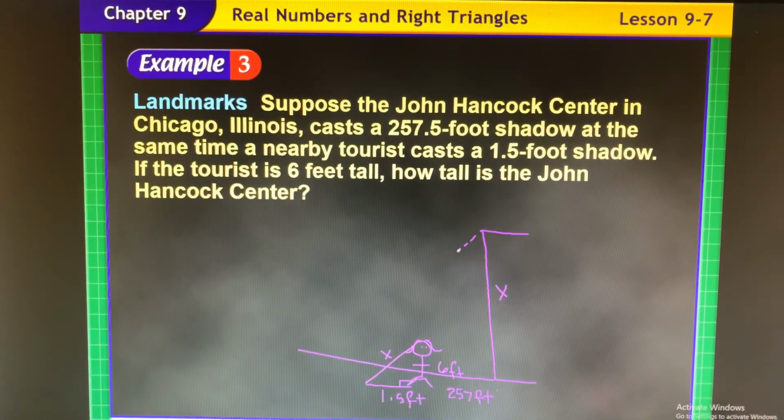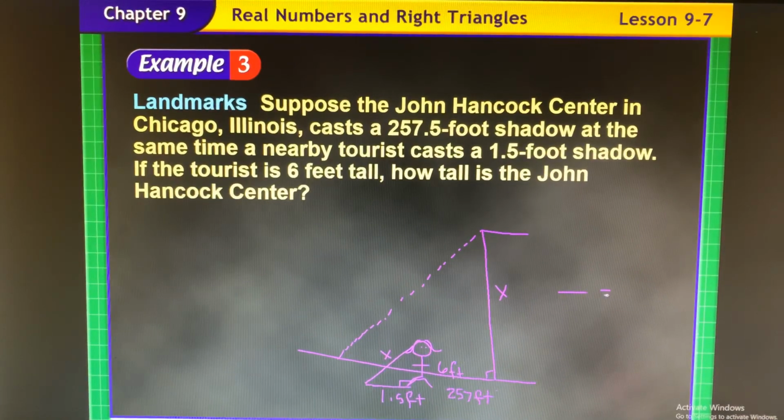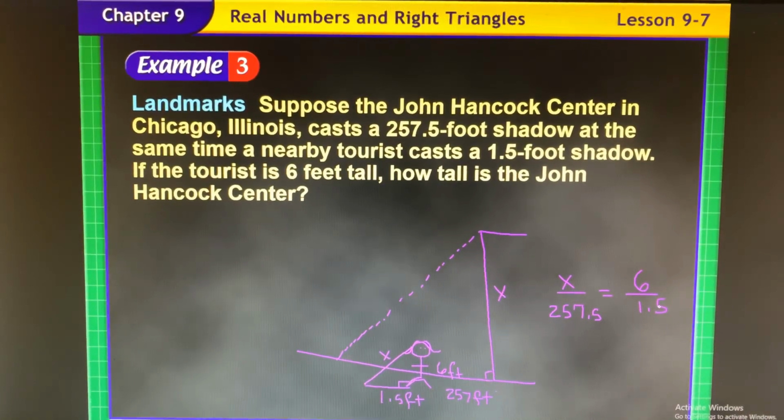So if you think about it, you can create your triangle. This should have been a straight line, like that. If you want to do it like this, and remember, there are different ways to set up your proportion, this is one way. You can go height of the building to shadow of the building, then height of the person to shadow of the person, just like that. Then go ahead and cross multiply and divide, and you will be able to find out how tall that building is.